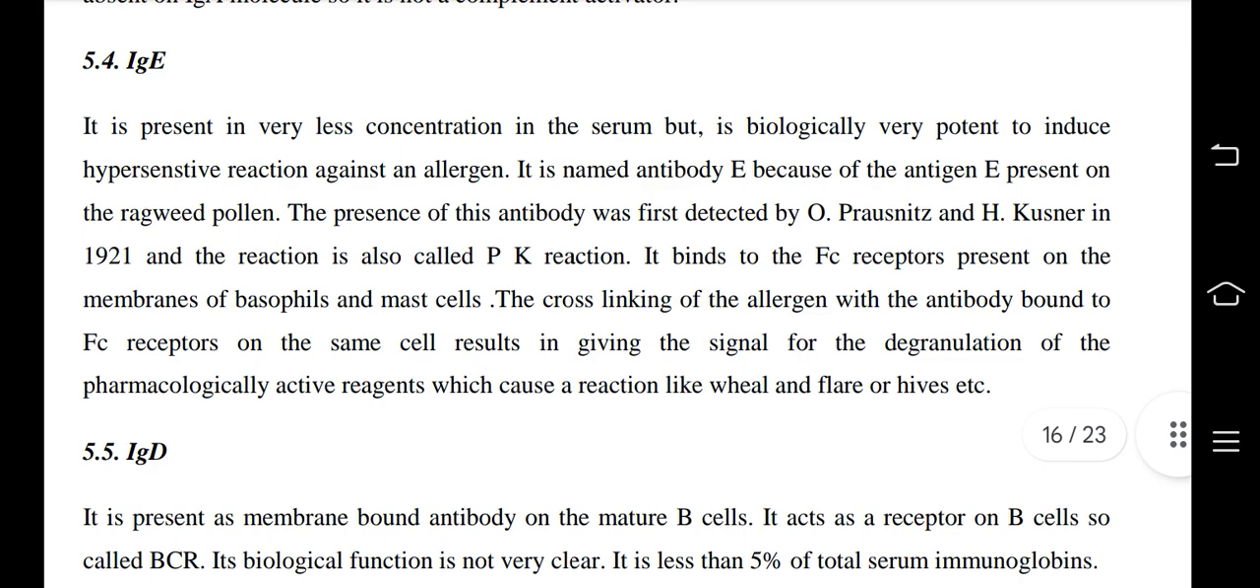Then IgE. It is present in very low concentration in the serum, whereas it is biologically very potent in inducing hypersensitive reactions against an allergen. You might have already learned about hypersensitivity, types 1, 2, 3, 4.